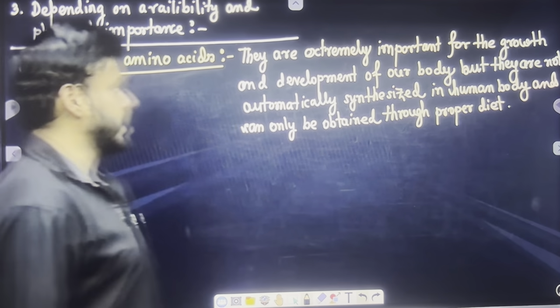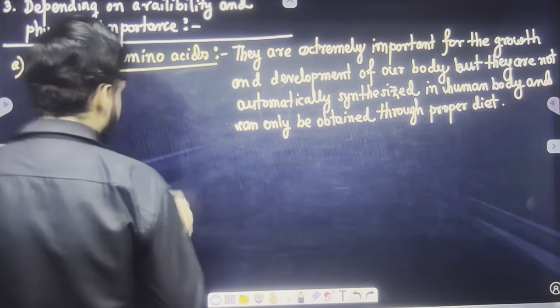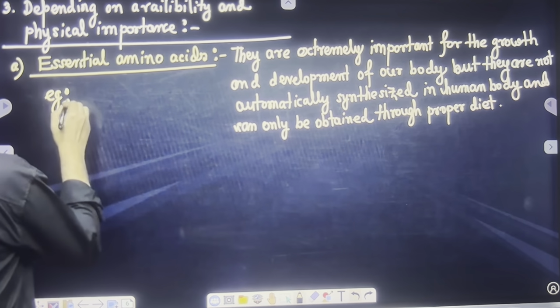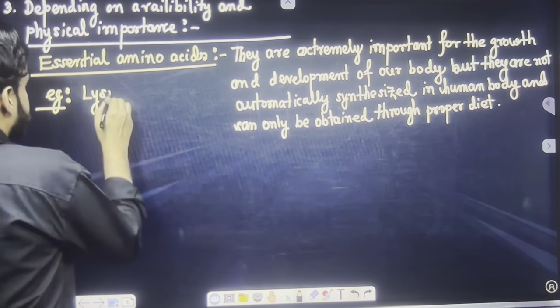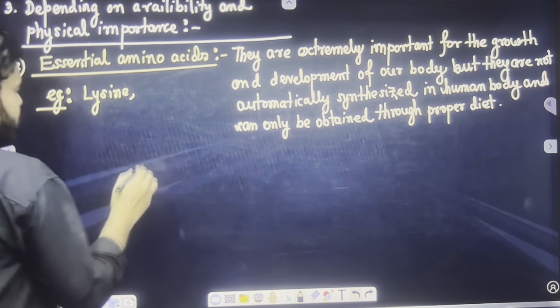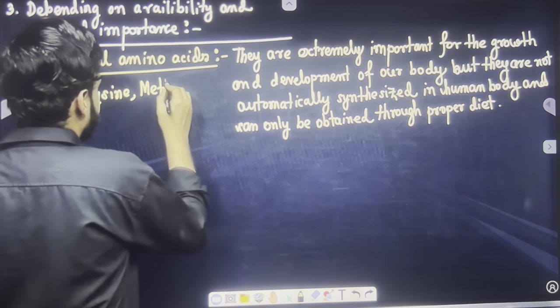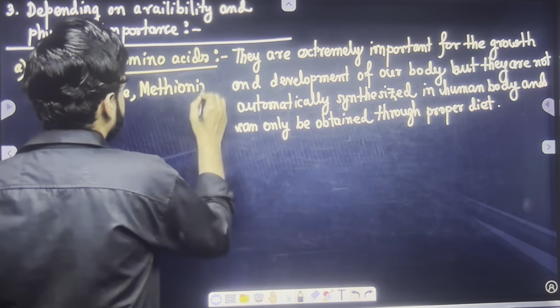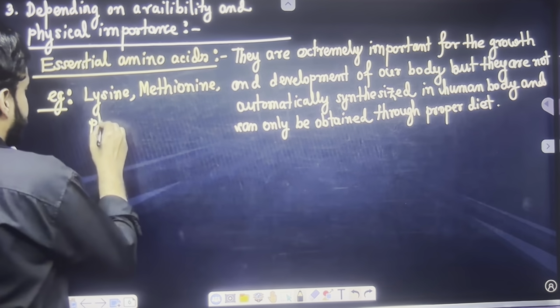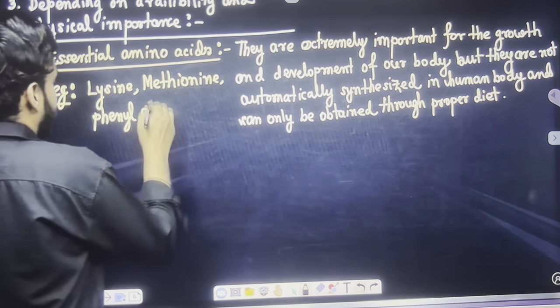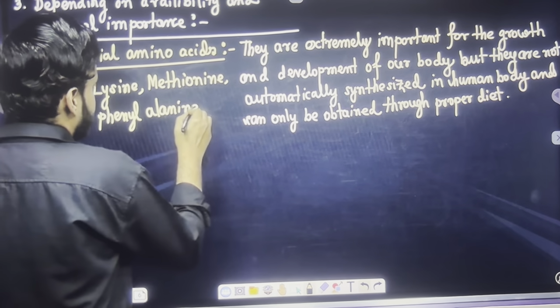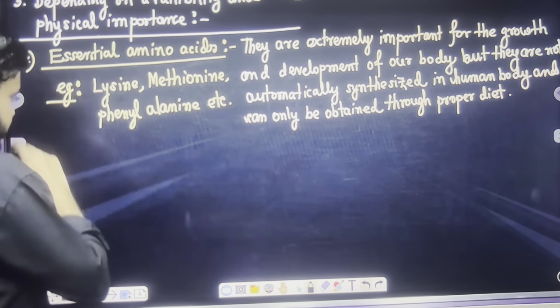Many are there in number. Some common examples are lysine, leucine, isoleucine, methionine, threonine, phenylalanine, and tryptophan. So many examples are there as well.